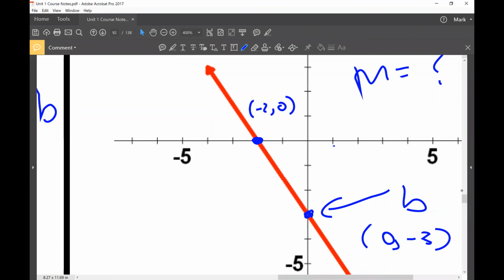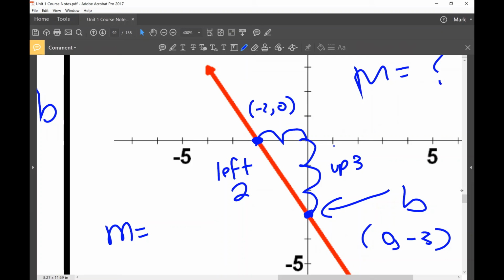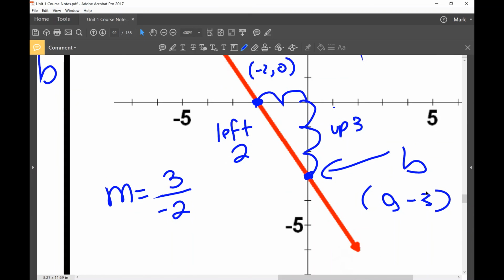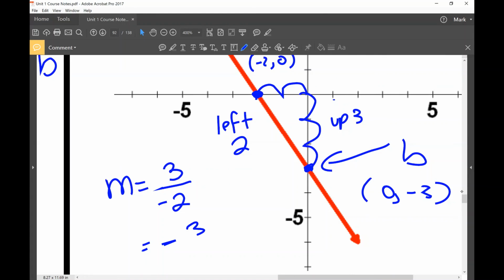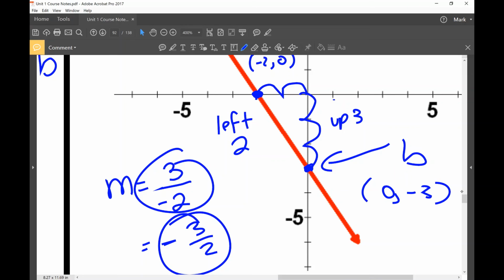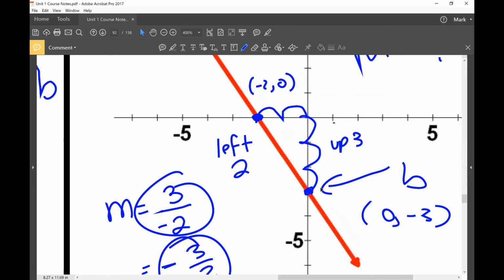Okay, so what is my slope? I'm going 1, 2, 3. I'm going up 3, and I'm going left 2. So my slope is going to be +3 over -2, or you could just say -3 over 2. Whichever one you want, it doesn't matter. I'm going up 3, which is positive, and left 2, which is negative.